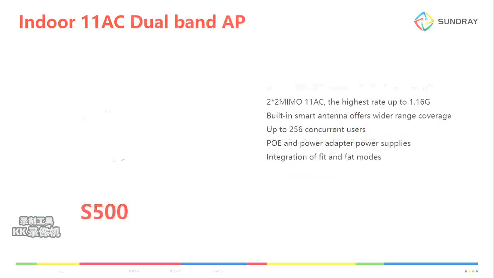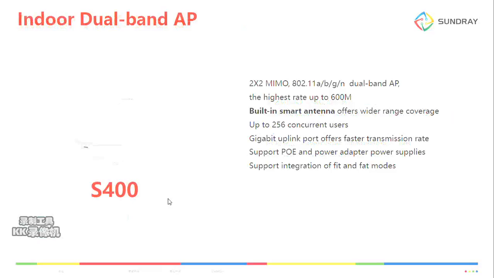But for the other models, each model has two types: one with a built-in antenna, and the other with an external antenna. So different models for different scenarios. Next one is the S400. The S400 is a BGN protocol APU with 2 streams. The maximum throughput is 600 megabit, and this one supports an external antenna. Maximum concurrent users is 156, and it supports PoE and local adapter power supply.